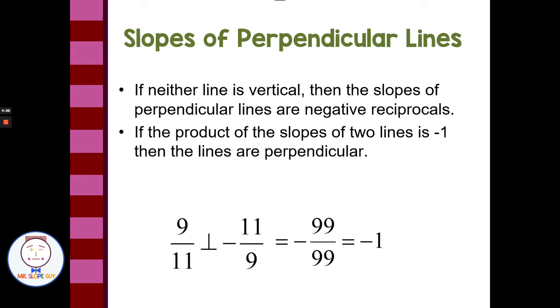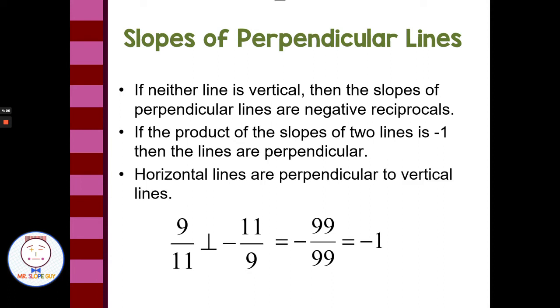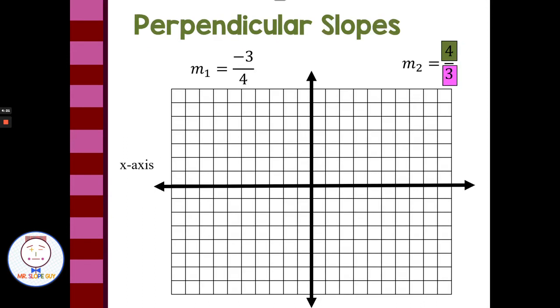Our only exception would be we can't do that with vertical lines because the slope of vertical lines is undefined. And horizontal lines would be perpendicular to vertical. Vertical would be perpendicular to horizontal. Those would be the exceptions that don't have a product of negative 1 when we multiply the slopes.